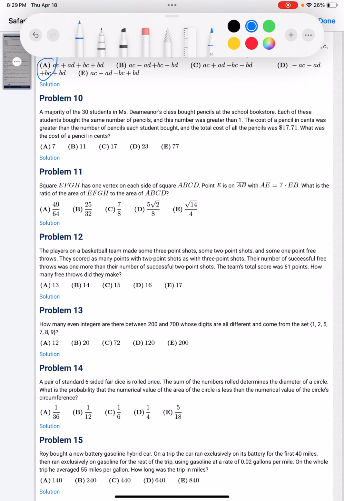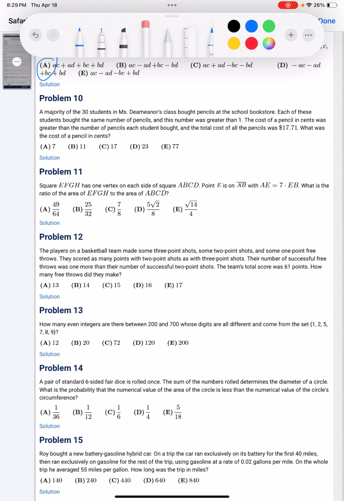Problem 10. A majority of the 30 students in Mrs. Demeanor's class bought pencils at the school bookstore. Each of these students bought the same number of pencils, and this number was greater than 1. The cost of a pencil in cents was greater than the number of pencils each student bought, and the total cost of all the pencils was $17.71. What was the cost of all of the pencils, in cents?